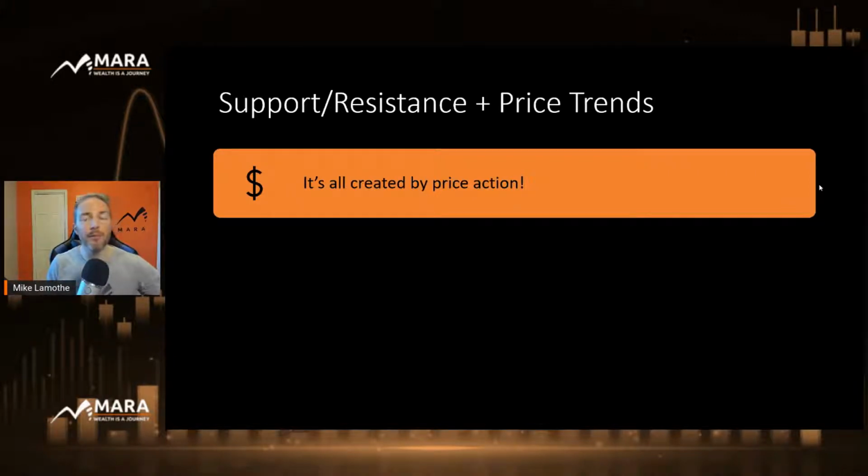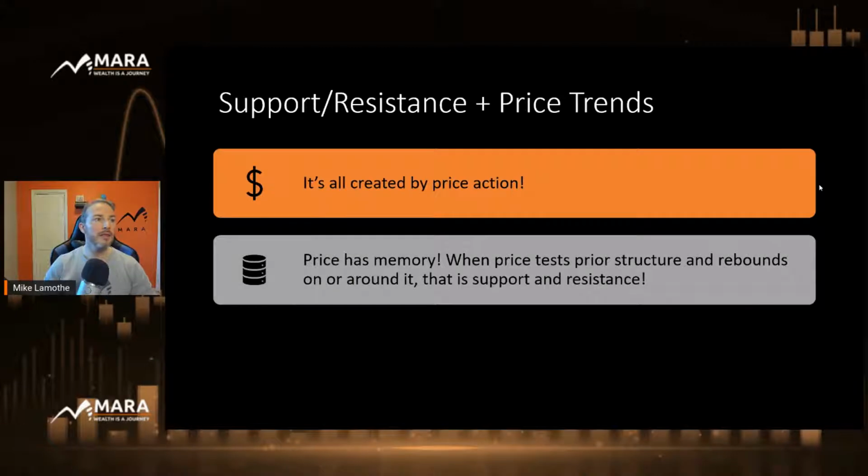That's one of the reasons why understanding price action is so important. And so is volume too. As I mentioned a moment ago, price has memory. When price tests prior structure and rebounds on or around it, because it's the way that price behaves, it's more of a range. It's not an exact figure, it's a range. And if you treat it as a range, you'll be much better off.